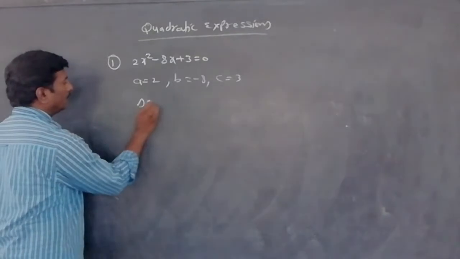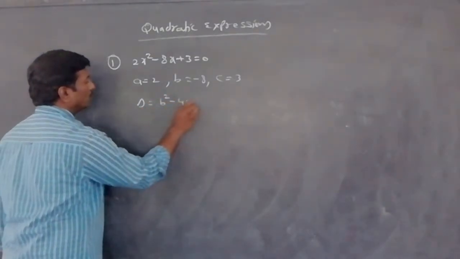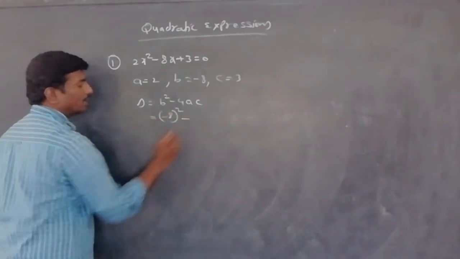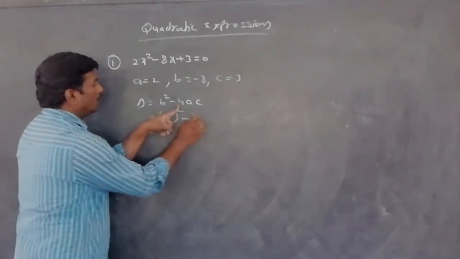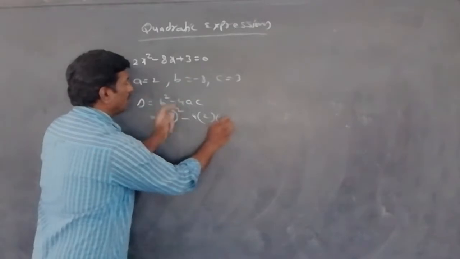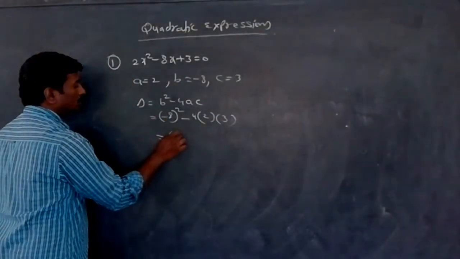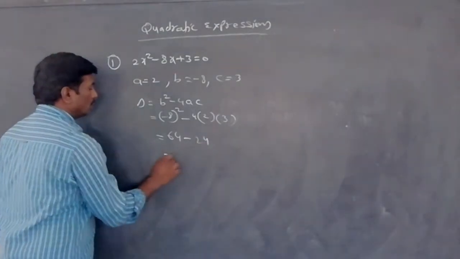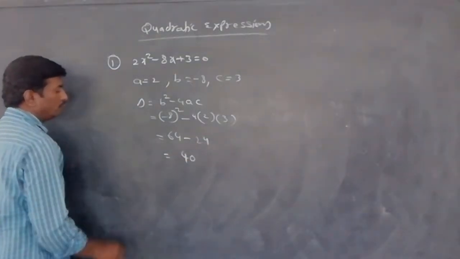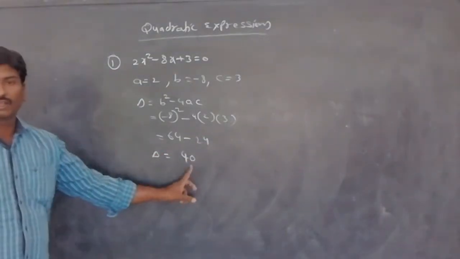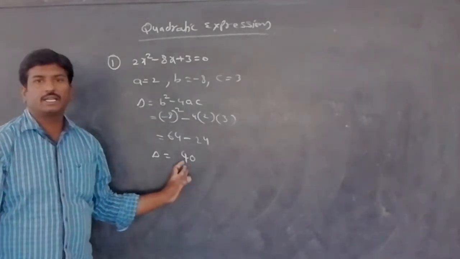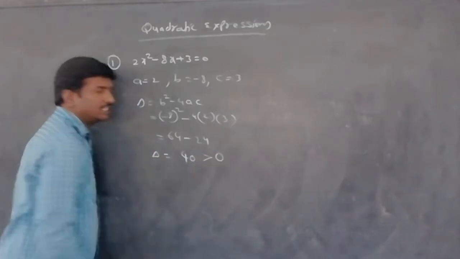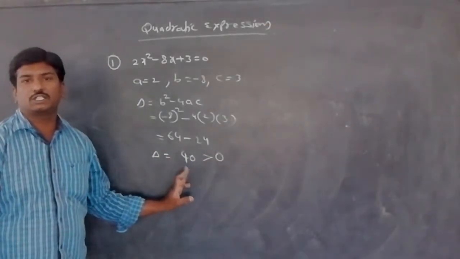So I am using the discriminant. Delta = b² − 4ac = (−8)² − 4 × 2 × 3. So 64 minus 4 twos are 8, 8 threes are 24. 64 minus 24 is 40. So delta is 40. Is it positive or negative? Positive. Delta is greater than 0.